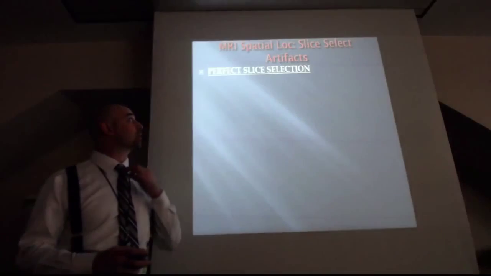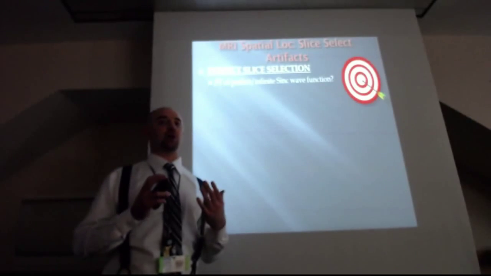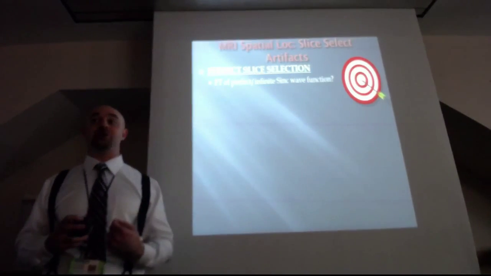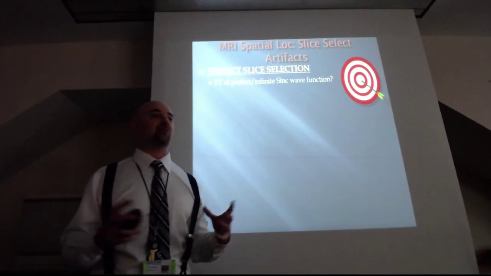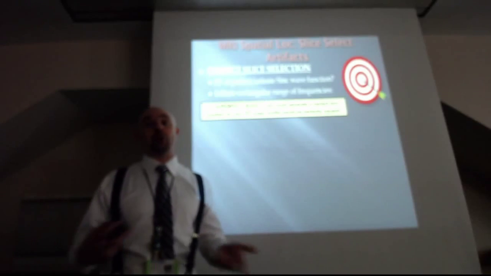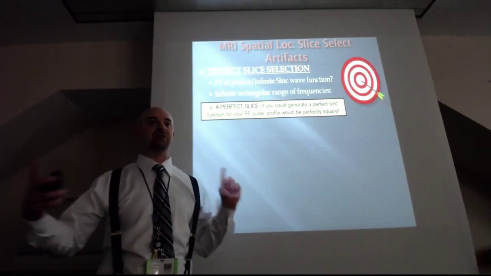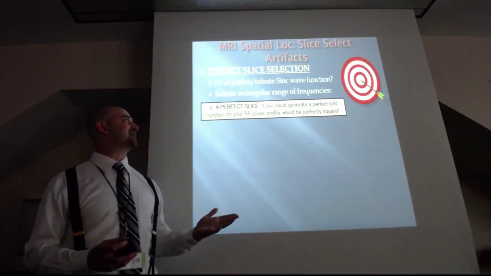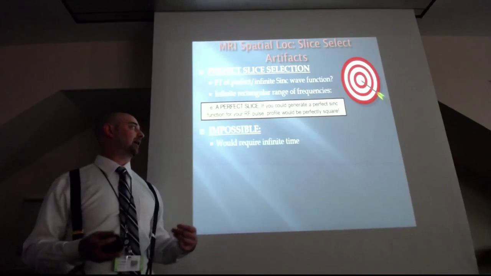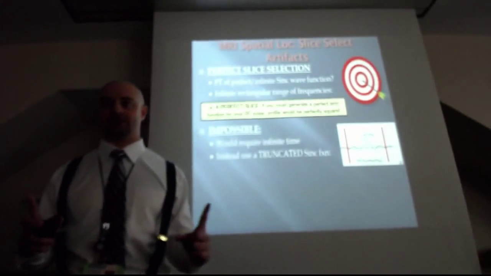Now let's take a little closer look. What would be a perfect slice selection? A perfect slice selection would be a perfectly rectangular slice. But in order to do that, your standing RF wave would have to be a perfect sinc function, which means it has infinite tails. And in order to achieve that, you'd have to send out an RF pulse with an infinite range of frequencies. Well, obviously you can't do that because it would take an infinite amount of time. And so instead what we do is we send out a truncated sinc function.